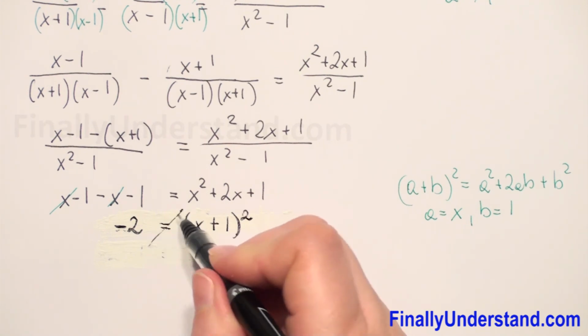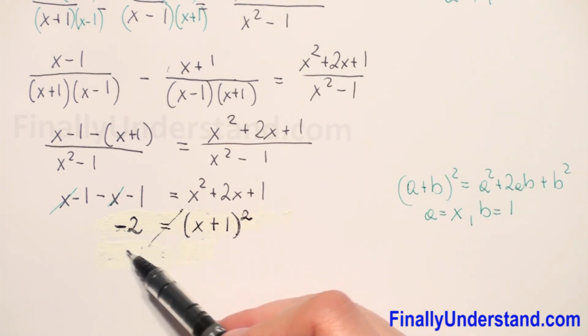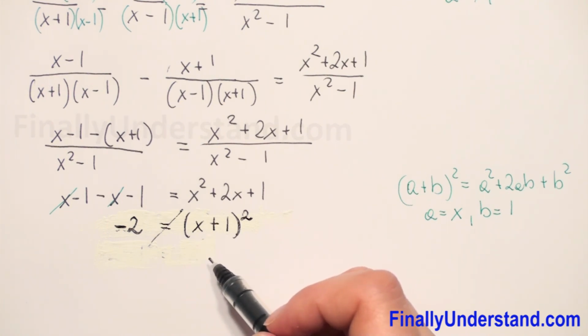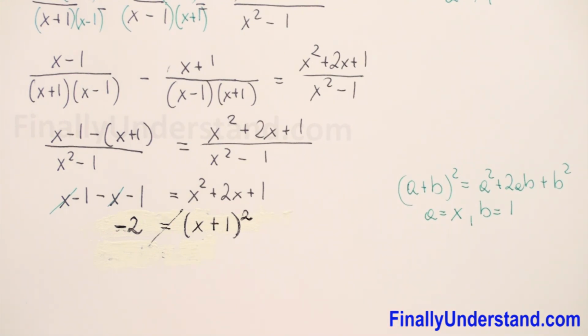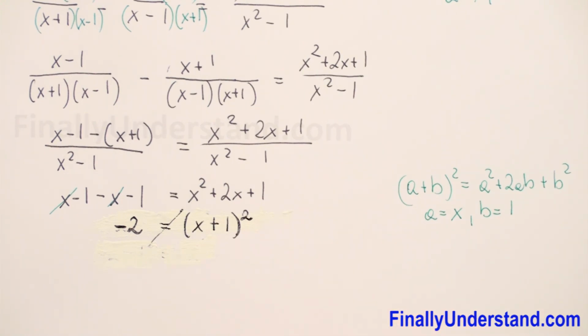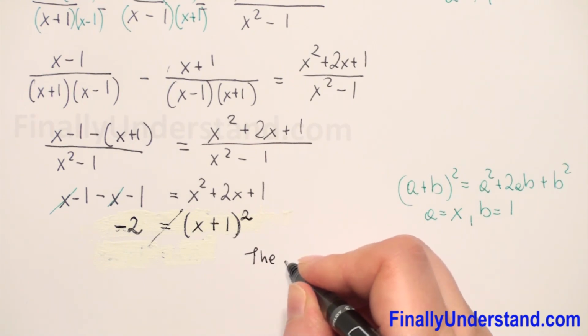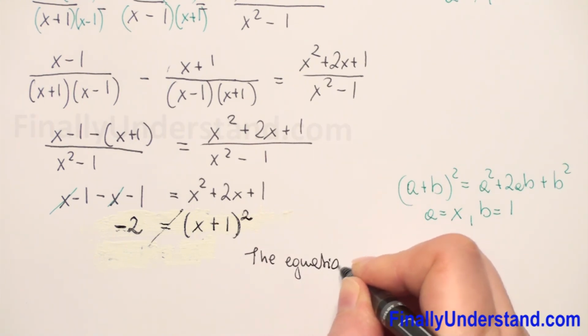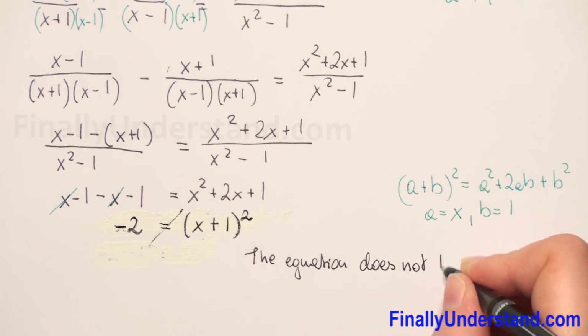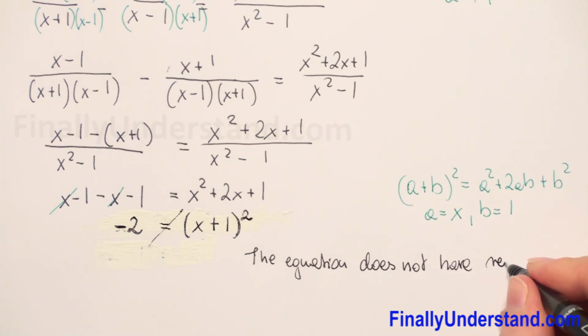So what does it mean? It means that the left side is not equal to the right side. We don't have a real solution for our fractional equation. So we can write that the equation does not have a real solution. This is my solution.